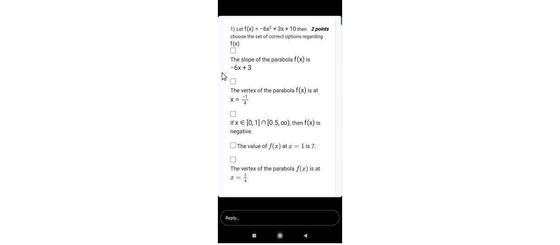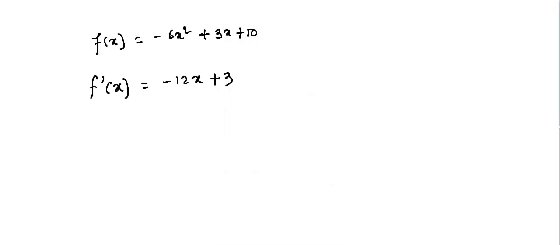First of all, differentiate the equation f of x and then equate it to 0. Whatever the value of x you are going to get, this is the vertex. And for finding out the value of y, what you need to do is just substitute the value of x. Here we only require x, so we have already differentiated our equation. Let's equate this to 0. So minus 12x plus 3.